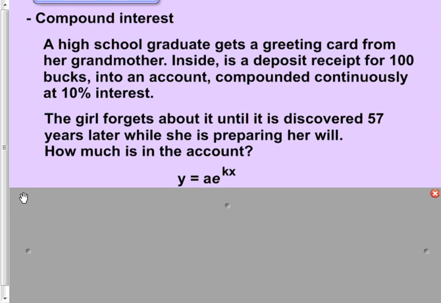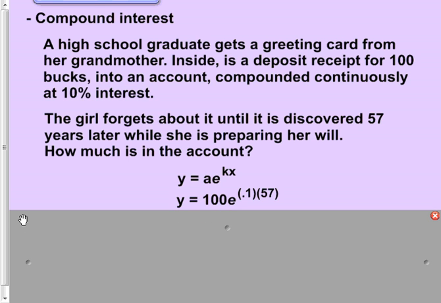Okay, so it's a continual problem. We are looking at y equals a times e to the kx. Our initial amount, of course, is the $100 that Granny gave us. E is Euler's constant. K is the constant of proportionality. We're getting 10% interest. That is positive money coming back to us, so a positive 0.1 will be our constant of proportionality, changing 10% into a decimal. And then x will be 57 years.